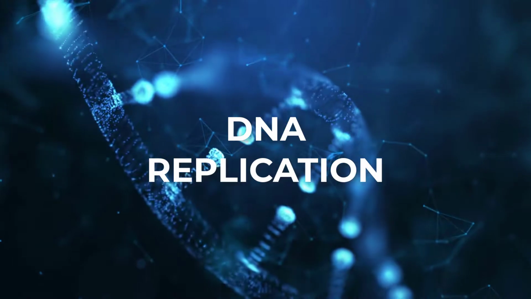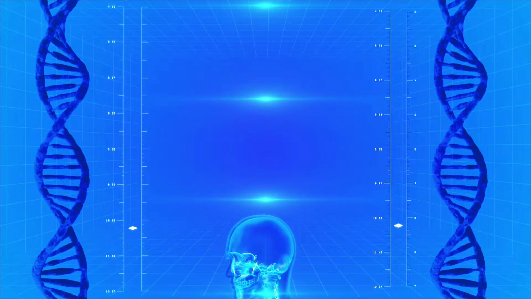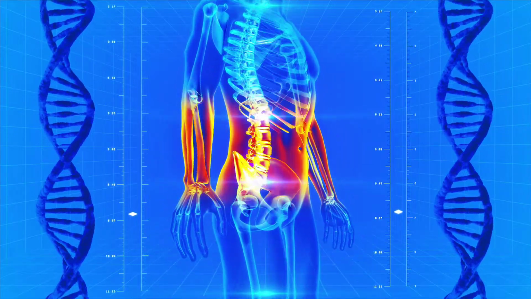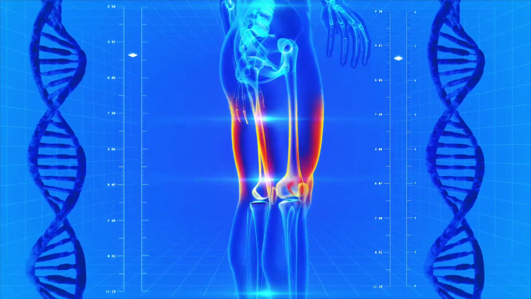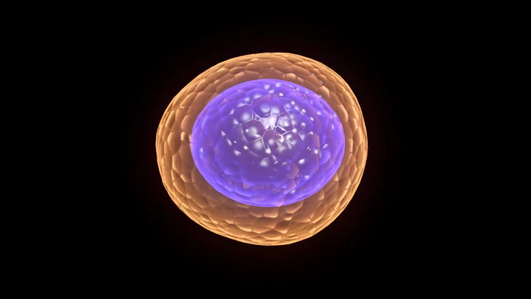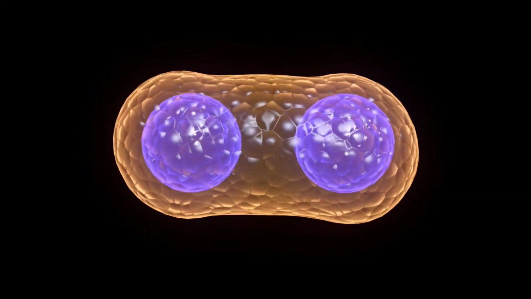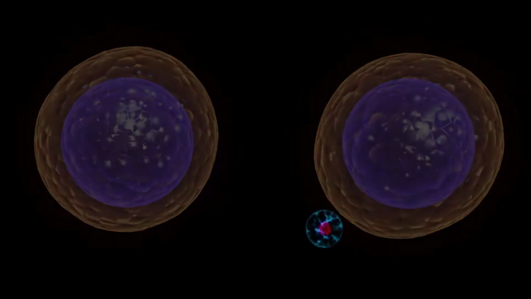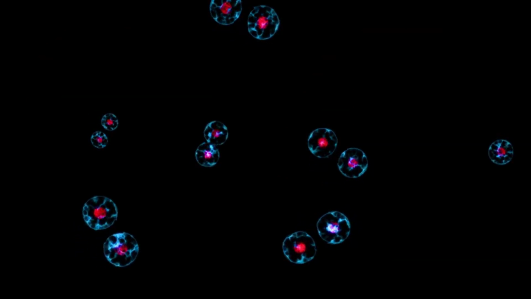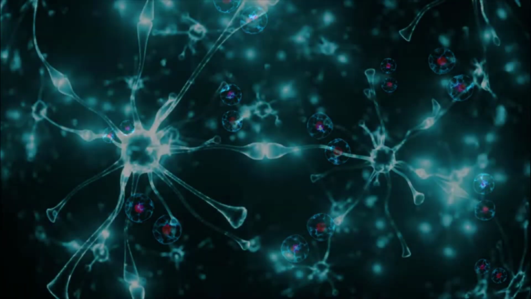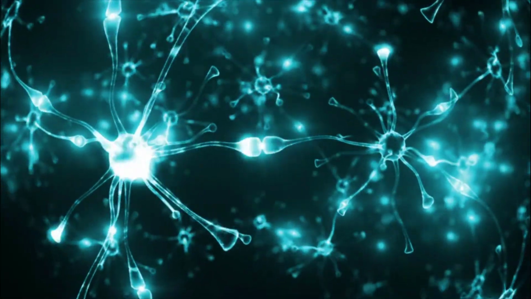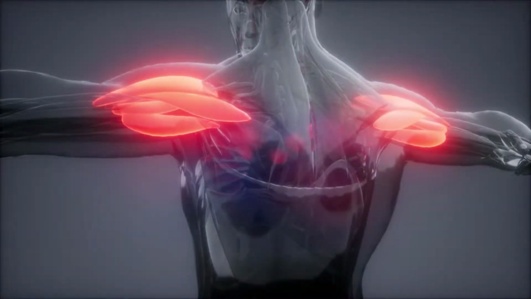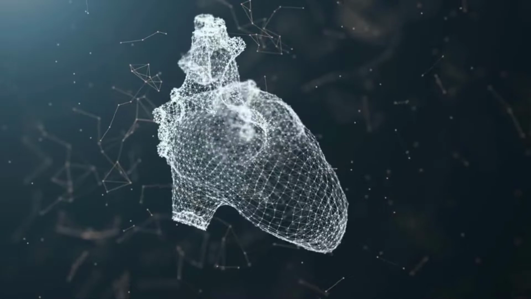DNA replication. In order for organisms to grow, develop, and maintain health, cells must reproduce themselves by dividing to produce two new daughter cells. Each of these daughter cells has the full complement of DNA that was found in the original cell. Billions of new cells are produced in an adult every day. Only very few types of cells in the body do not divide. These include nerve cells, skeletal muscle fibers, and cardiac muscle cells.